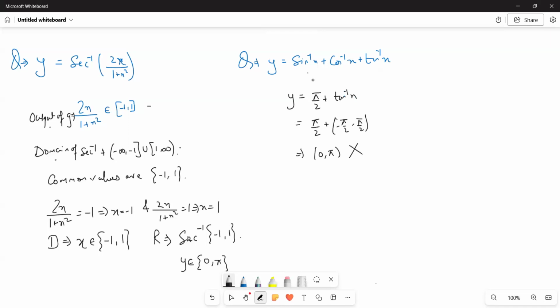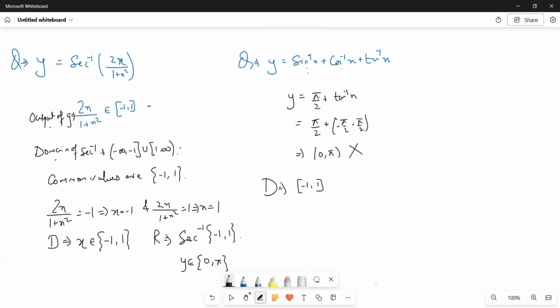Why is it wrong? The domain won't match. Exactly, because it is a domain issue. For sin inverse x plus cos inverse x is pi by 2 indeed. But what would be the domain of this function? The domain of this function would be -1 to 1, because sin inverse and cos inverse are only defined for values lying between -1 to 1.